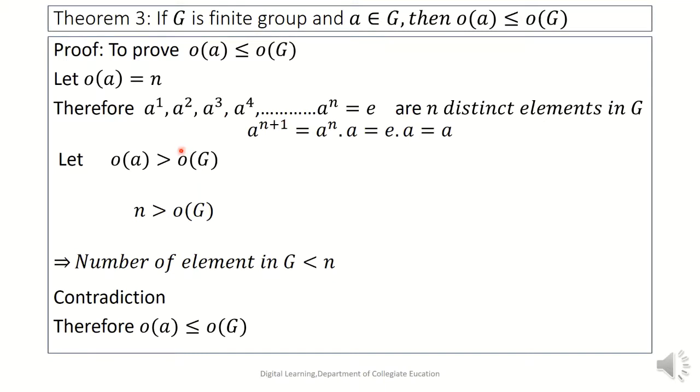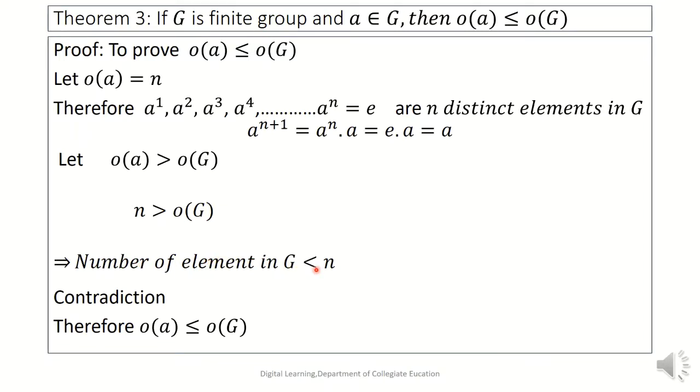Here we have to prove order of a is less than or equal to order of G. Let us prove this theorem by using contradiction. Let us take order of a is strictly greater than order of G. Here we take order of a is n. Therefore order of a is n, which is greater than order of G. It implies number of elements in G is less than n.